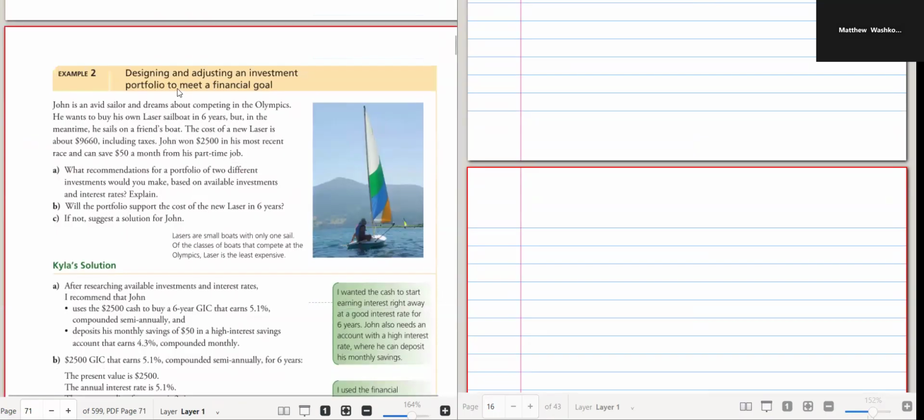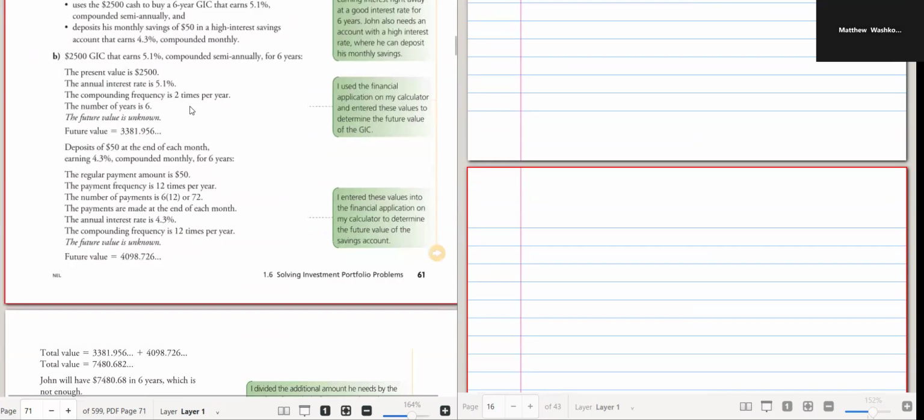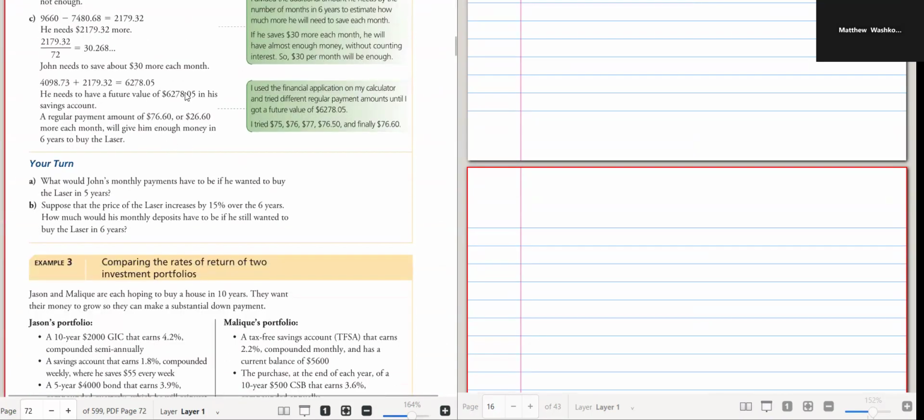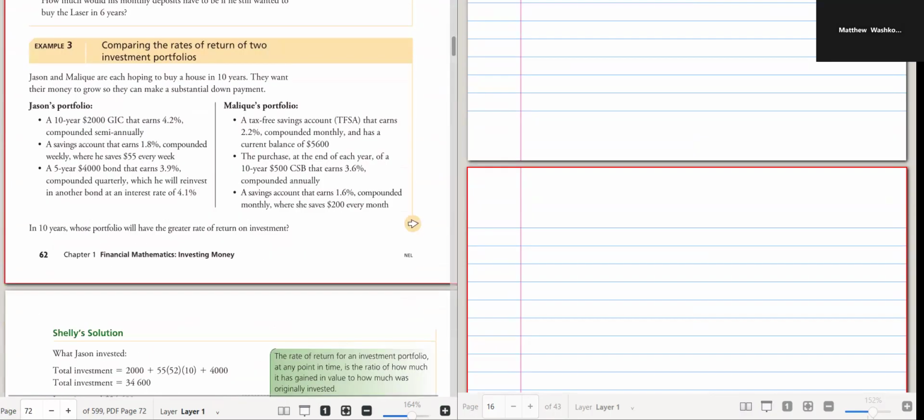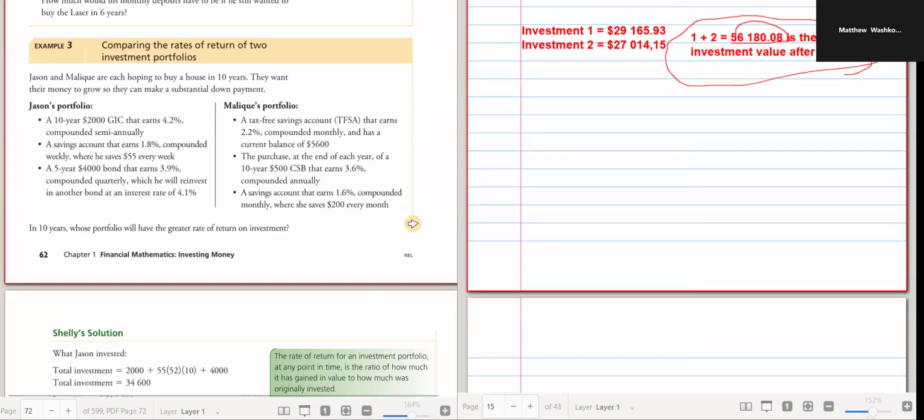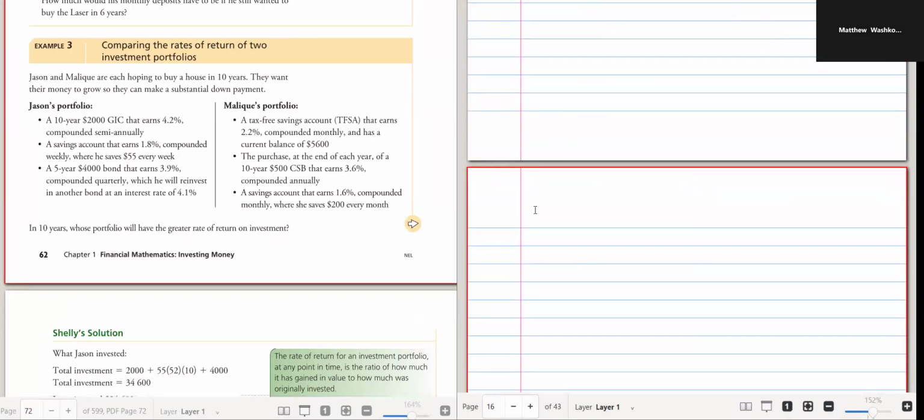For example 2 here, 6 years, cost of a new laser. He can save $50 a month. We can skip this one here. We're not going to do some current research on this. That is a financial literacy option. What we are, however, going to do is example 3 here. So I'm going to use a new page for this. So this is example 3 on page 62.